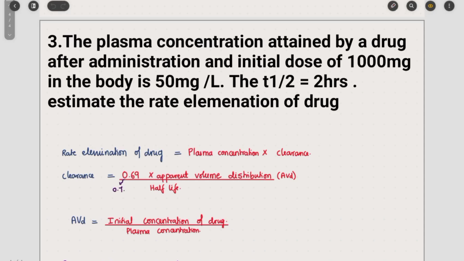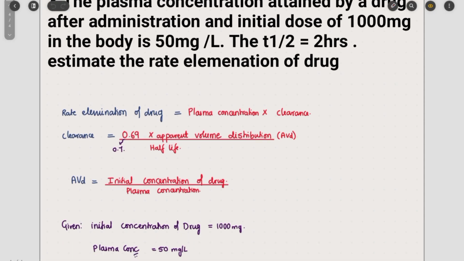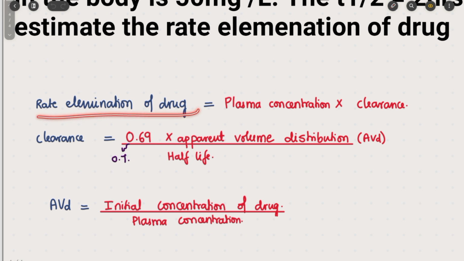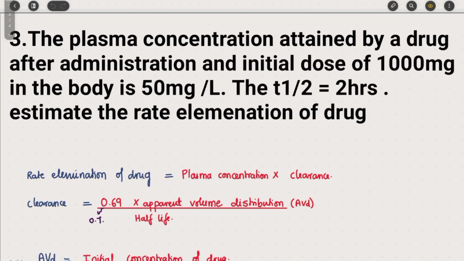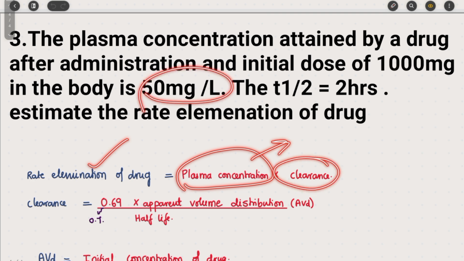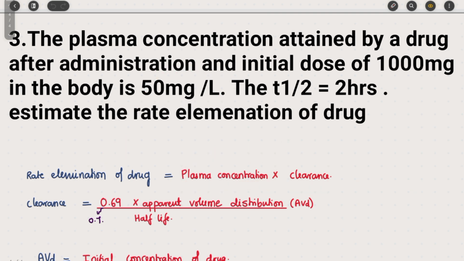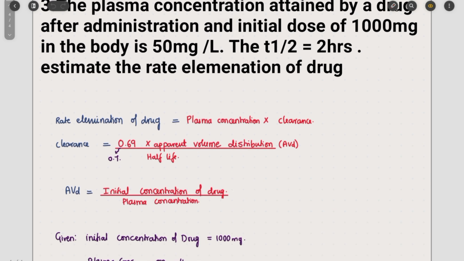Okay, let's see. First is, what is the rate of elimination of drug? Something is getting eliminated, that means clearance. What into clearance? It is how much is present in the plasma into the clearance. How much is getting cleared, that is the rate of elimination of drug. To calculate this, we need plasma concentration. How much? They have given 50 mg per liter. What is clearance? They have not given clearance. So we have to calculate clearance now.